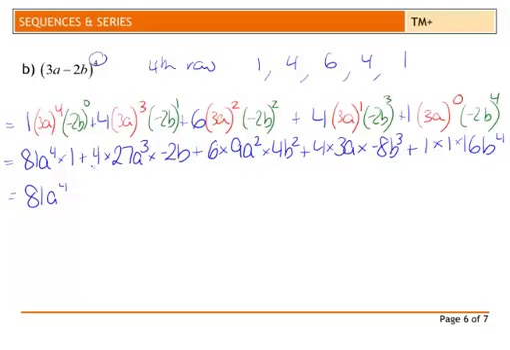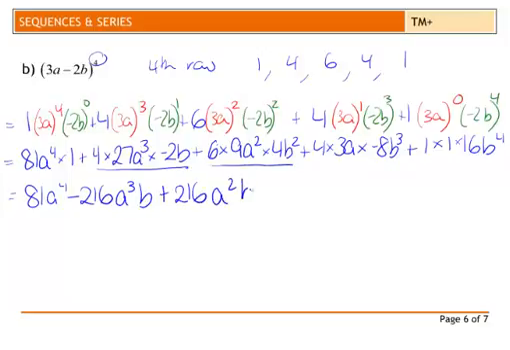4 times 27 is 108, times negative 2 gives me minus 216, and I've got a cubed b. So I've done that. Now I look at this next part. 6 times 9 times 4 gives me positive 216, a squared b squared. Moving along to this bit. 4 times 3 times negative 8 gives me negative 96, ab cubed, and then my last term is plus 16b to the 4.